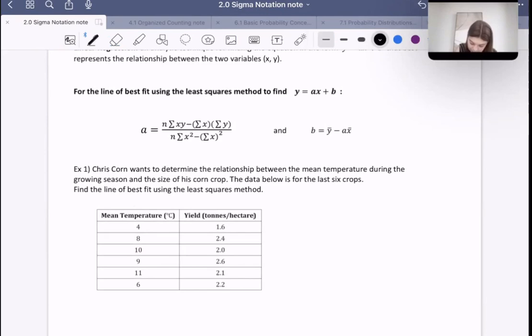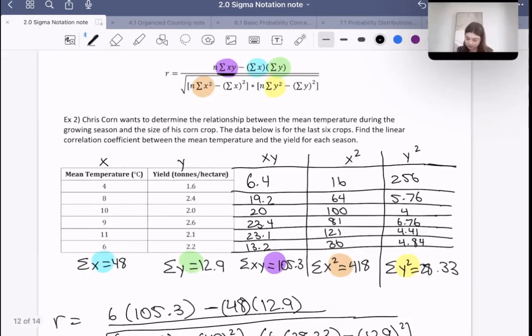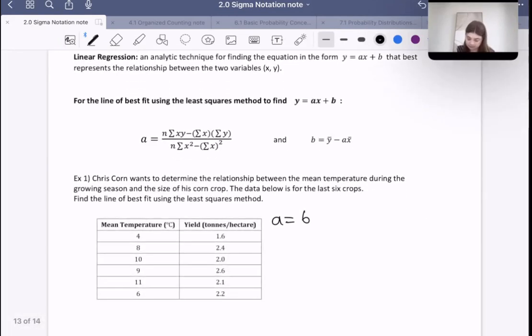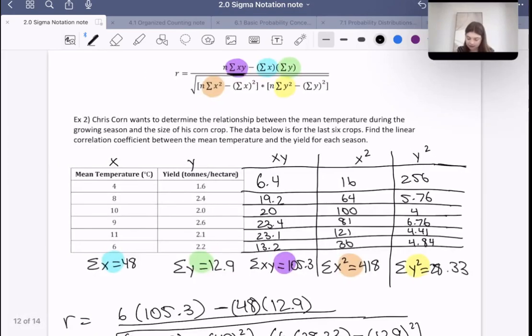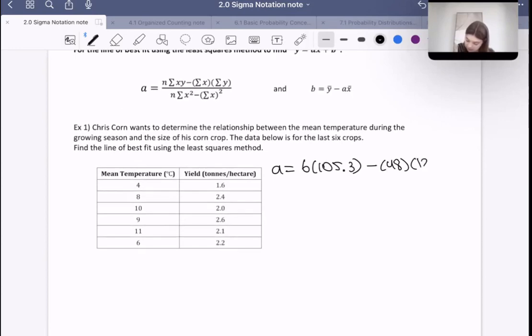Well, a is equal to n, which is 6, times the summation of xy. Let's remind ourselves, the summation of xy was 105.3, minus the summation of all the x values times the summation of all the y values, which is 48 times 12.9. And that's going to be over n, which is 6.